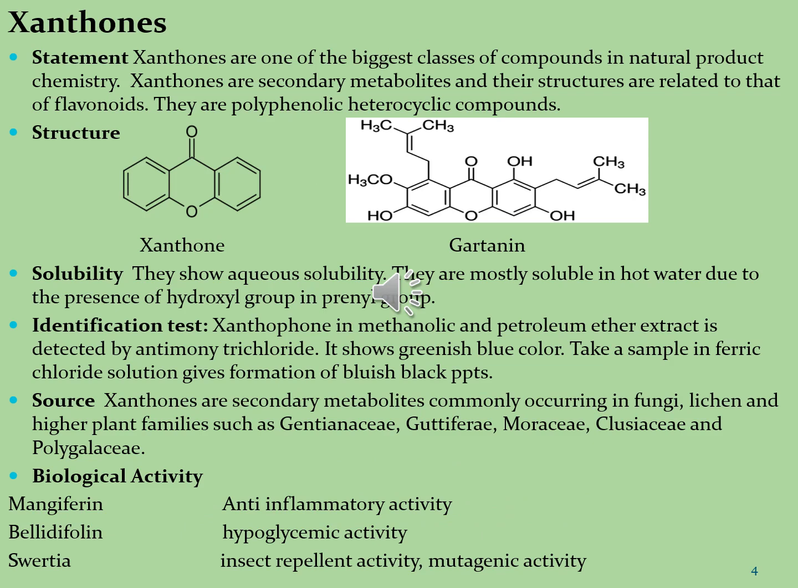Xanthones are one of the biggest classes of compounds in natural product chemistry. Xanthones are secondary metabolites and their structures are related to that of flavonoids. They are polyphenolic heterocyclic compounds. You can see over here the structures of xanthones, which consist of two phenyl groups. The second molecule is gratinine, which consists of a large number of polyhydroxyl and polyphenolic groups.